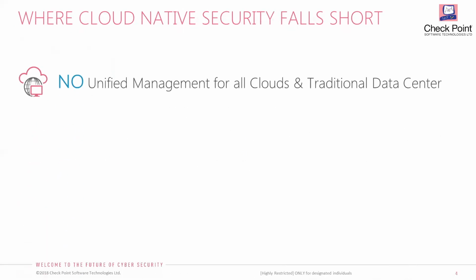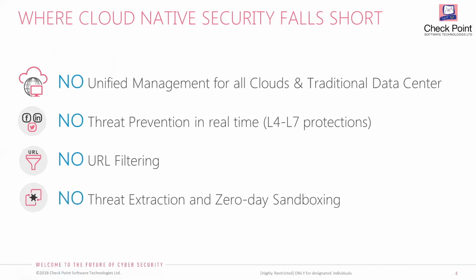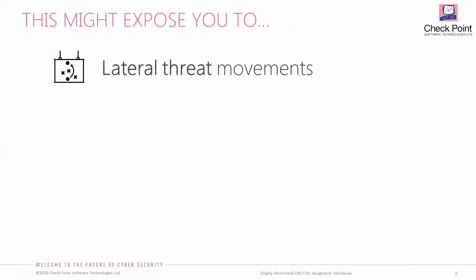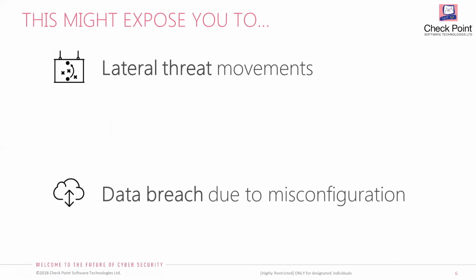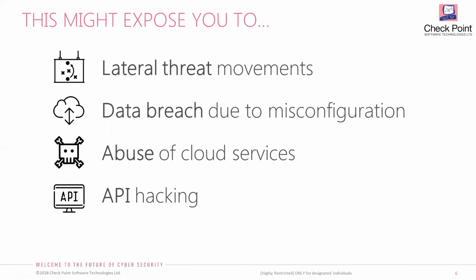As you can see here, they don't offer unified management across all surfaces of your infrastructure. They offer no form of threat prevention in layers 4 through 7, no variation of URL filtering or application control, and they do not prevent zero-day malware. So the lack of advanced security in these controls can expose you to abuse of your cloud infrastructure. You're vulnerable to lateral threat movements, data breaches, use of cloud services, and more.